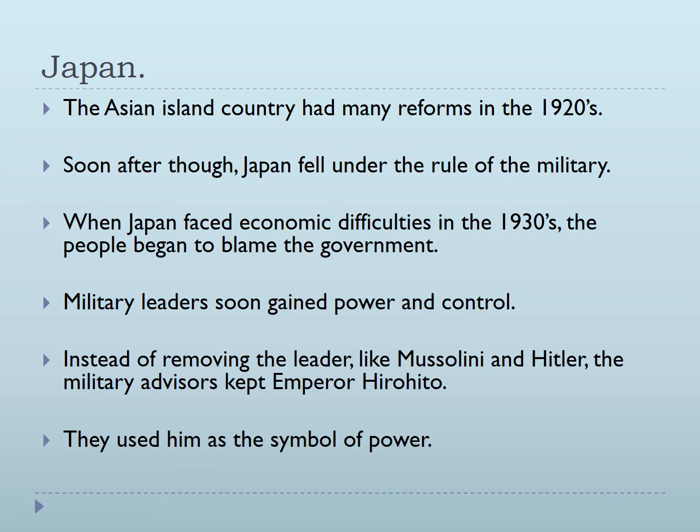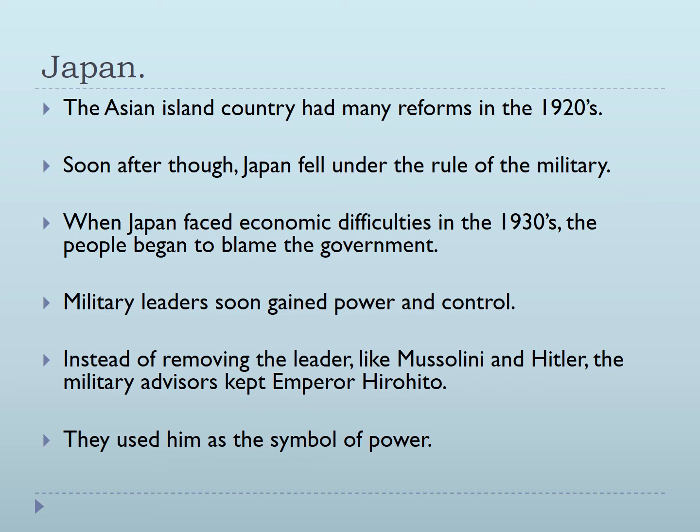All right, so let's talk about Japan. The Asian island country had many reforms in the 1920s, but soon after that, Japan fell under the rule of the military. When Japan faced economic difficulties in the 1930s, again, talking about the global depression and things like that, the people began to blame the government. Now, military leaders soon gained power and control.